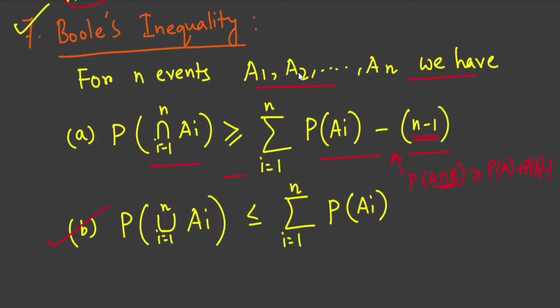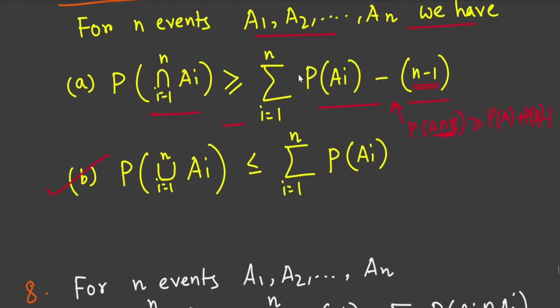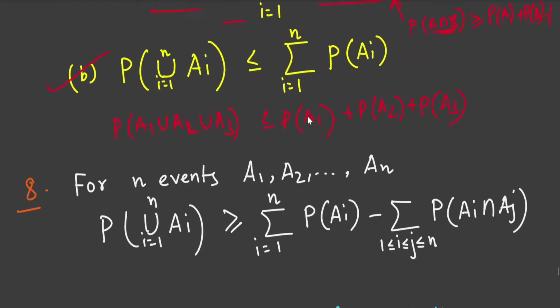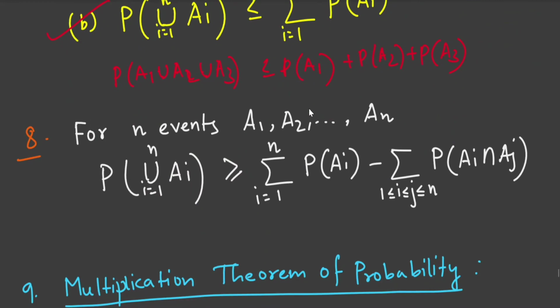And the second one is probability of union of Ai is less than or equal to summation of probability of Ai. That is, if we take three events, then we can write probability of A1 union A2 union A3 is less than or equal to probability of A1 plus probability of A2 plus probability of A3.